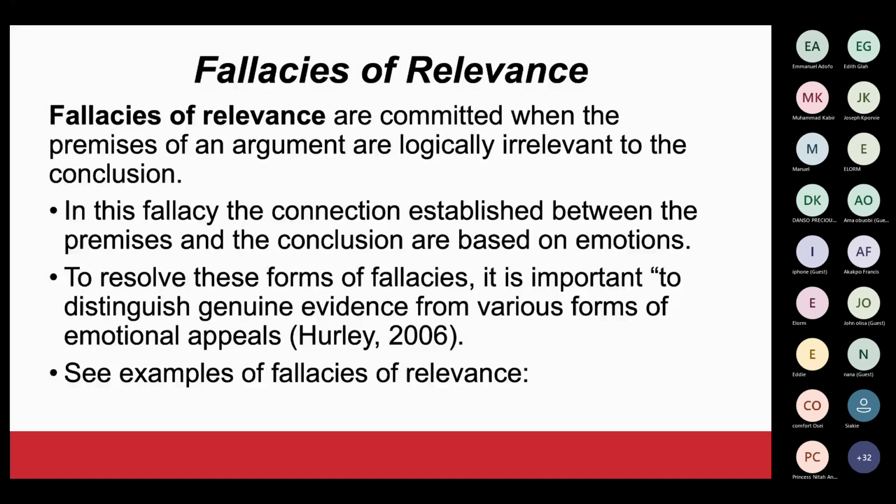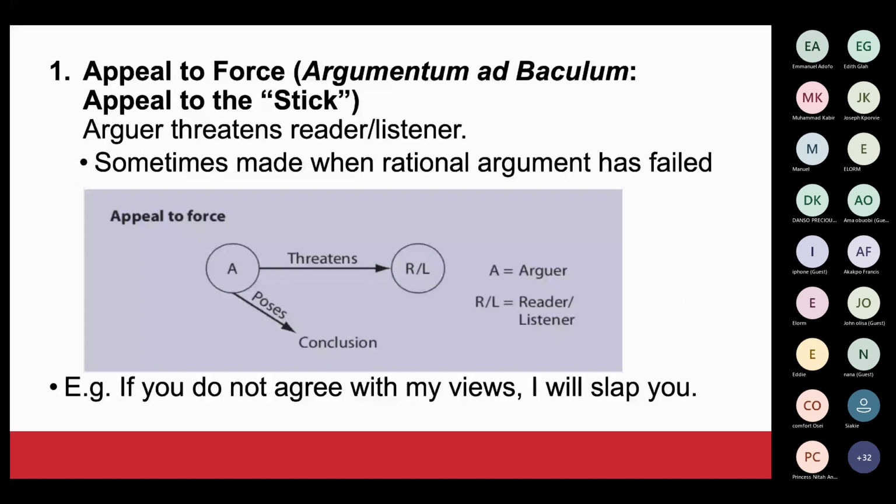So we look at the examples of the fallacies of relevance. We look at which we also refer to as appeal to the stick, in other words, an appeal using threat. In these kinds of fallacies, a threat is issued at the reader, at the reasoner, at the listener.